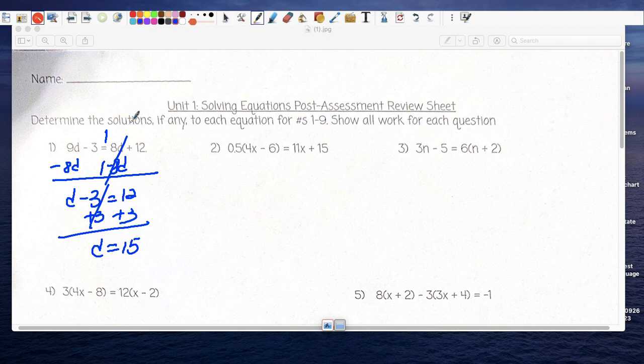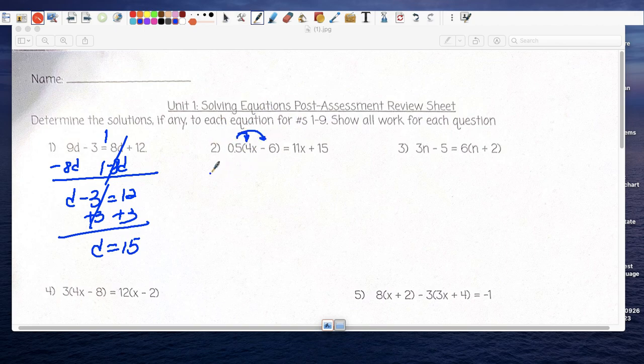Okay. We should, we should. I guess I'm just being lazy, but 15 is the answer, hopefully. Second one, take the calculator, do the distributive property here.